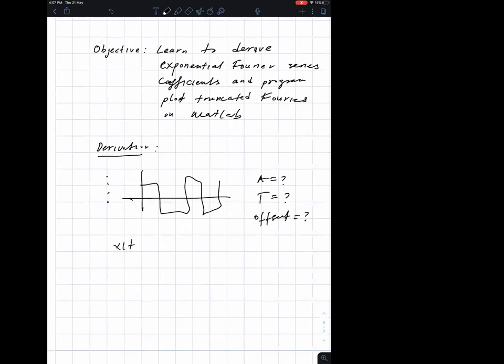Find x(t). That means you find C naught and then find Cn, and then x(t) equals C naught plus the sum.